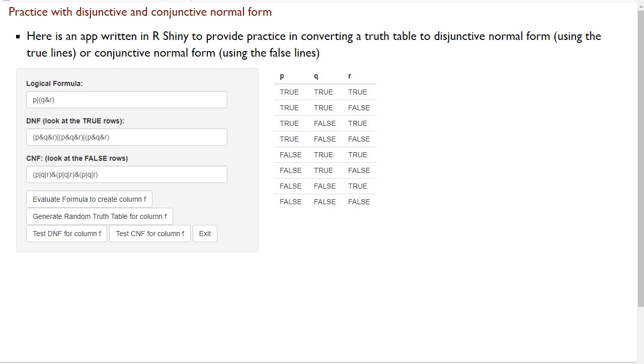Here what we're trying to do is get practice in converting a truth table to disjunctive normal form or to conjunctive normal form. And we might, for example, have something specified by a logical formula that's not in either sort of form. For example, P or Q and R. So when I click the button, I discover I get true in all the cases where P is true, and I also get true in the case where, although P is false, both Q and R are true.